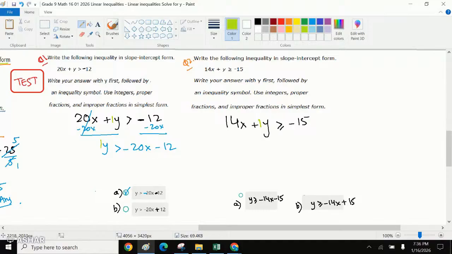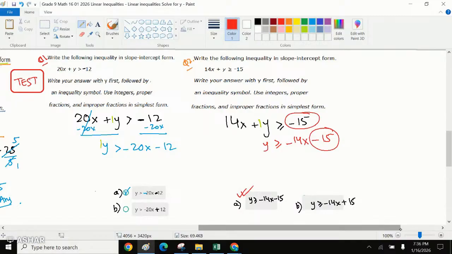So the answer should have, yes, option B. No, sorry, option A. Option A would be your answer. Why would option A be your answer? Because option A has a constant that is negative, right? So we just simply keep this and we take this to the other side. This becomes minus 14x minus 15. This will not change. Agreed? Yes, option A is your answer.